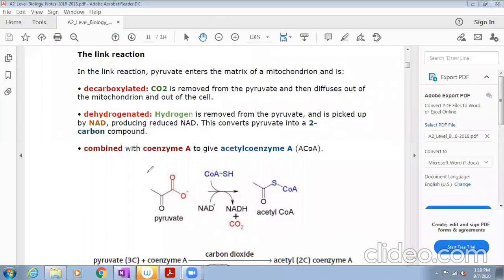You can see here that this is pyruvate. Pyruvate is a 3-carbon molecule. Now this coenzyme A combined with that pyruvate. At that time dehydrogenation happened, decarboxylation happened, and coenzyme A plus pyruvate converted to acetyl CoA. Actually, this coenzyme A helped this pyruvate to enter the citric acid cycle or Krebs cycle. They form the acetyl CoA molecule, and that acetyl CoA molecule will combine with oxaloacetate.